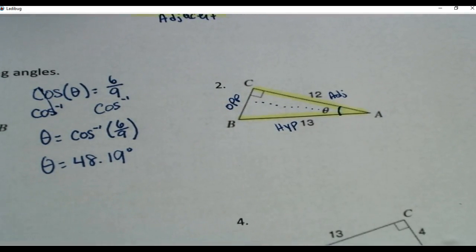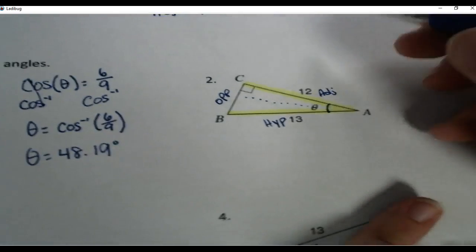So again, this is our most important part. Are there any questions about highlighting or labeling? Alright, so now today we know two sides. What two sides do we know? Adjacent and hypotenuse. So which trig function is adjacent and hypotenuse?